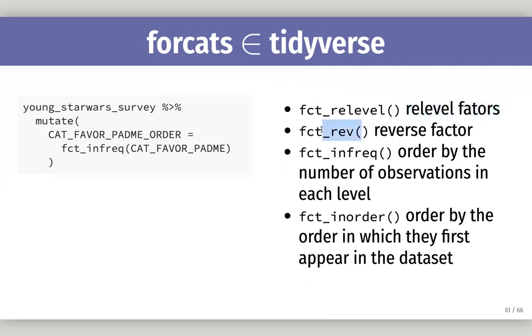There's fct_rev, which will reverse the factor order. There's fct_infreq, which is what I'm using here, which basically will order by the number of observations in each level. So this is the sensible thing to do if you have an unordered factor variable. And then fct_inorder is going to order by the order in which they first appear in the data set. So sometimes if you are reading in certain data and you know that the order that they appear in the data set is a sensible order, that would be the one that you would want to use.